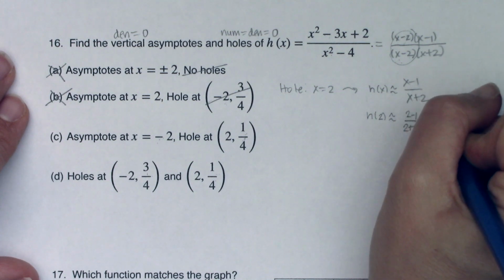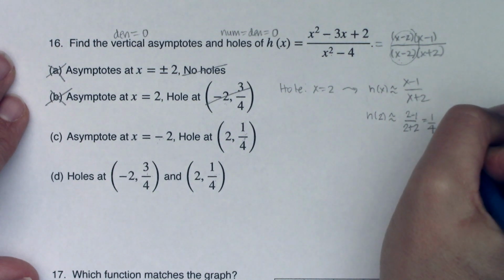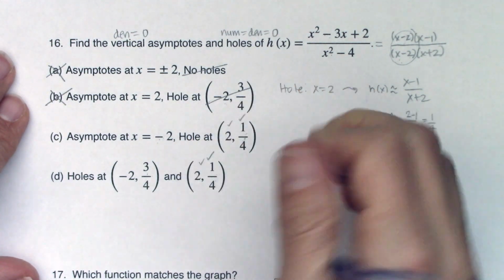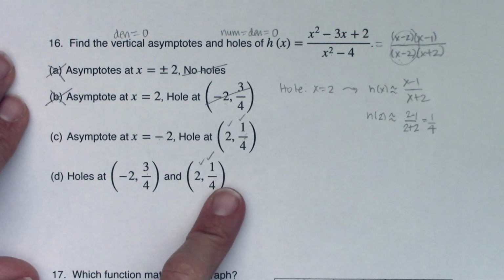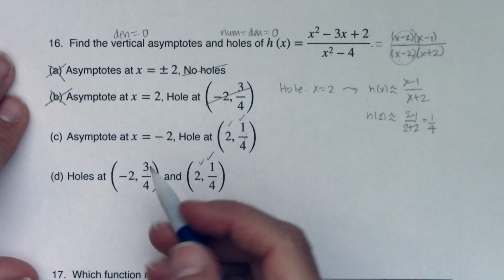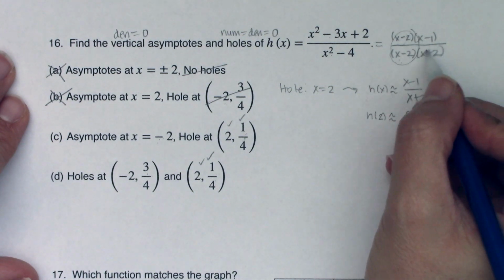2 minus 1 is 1. 2 plus 2 is 4. So my hole is at (2, 1/4). So that is consistent in both of those, which I could have seen on sight. They had the same hole, so that wasn't going to be the issue. Now I've got to decide what's going on at negative 2.